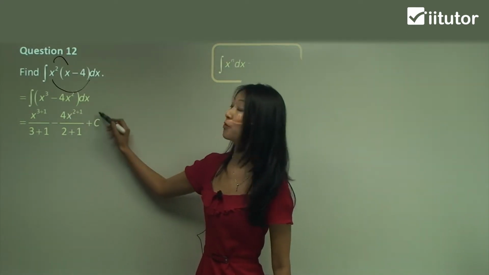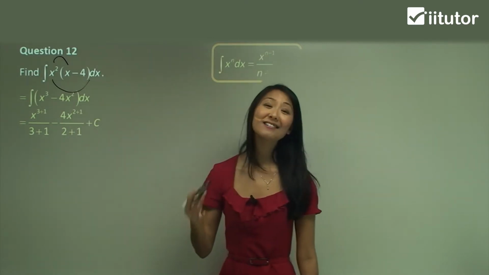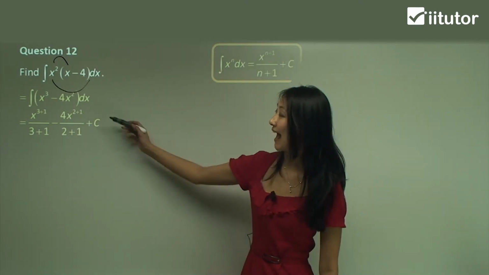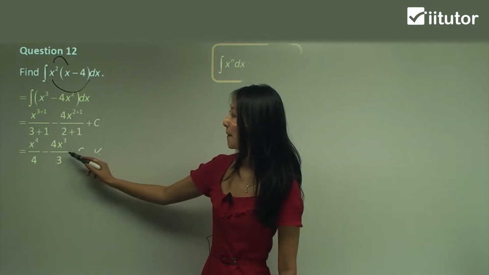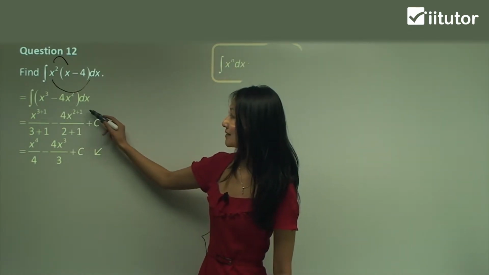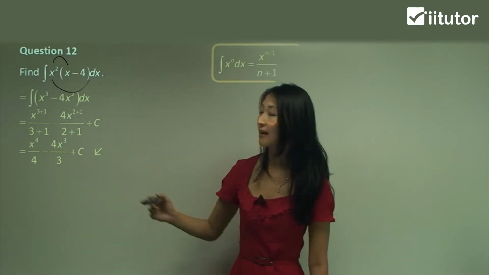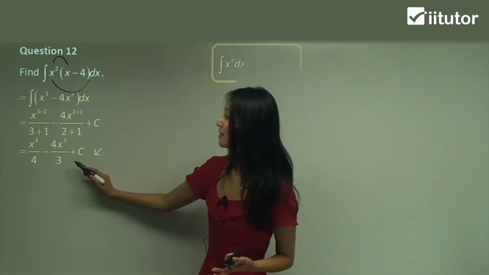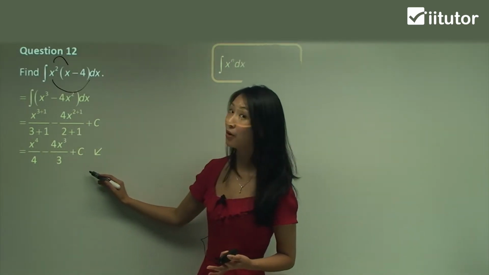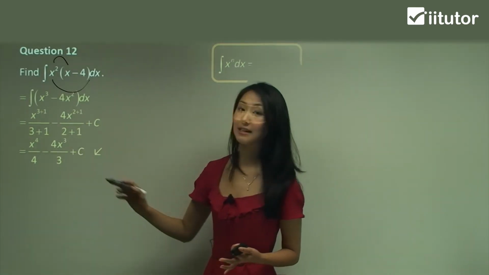So it's just 4 multiplied by that. Okay, and now we just need to simplify. So we're going to have x to the power of 4 on 4 minus 4x to the power of 3 on 3. And always check your answer to see if there's something that you can simplify. So in this case there's not, and you always check if you've added the integral c.